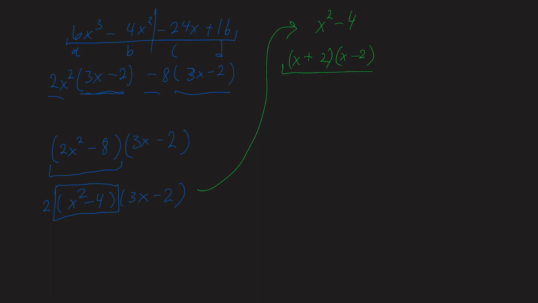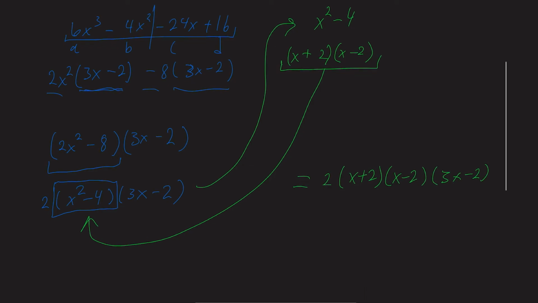So now that this is the same as this, we can rewrite our final resultant as 2 times x plus 2 times x minus 2 times 3x minus 2. And that is our final answer. That is our original equation fully factored.